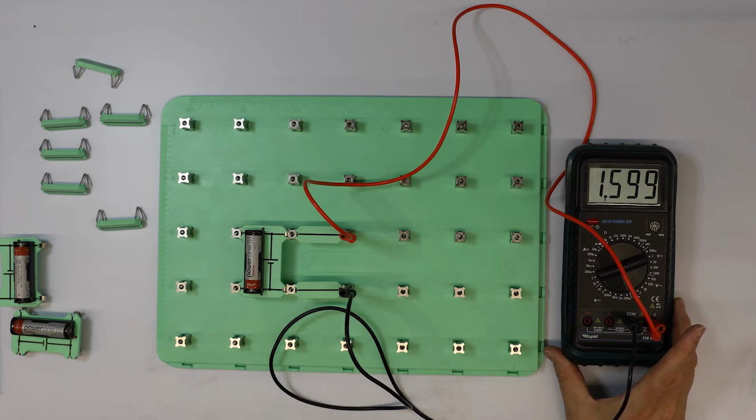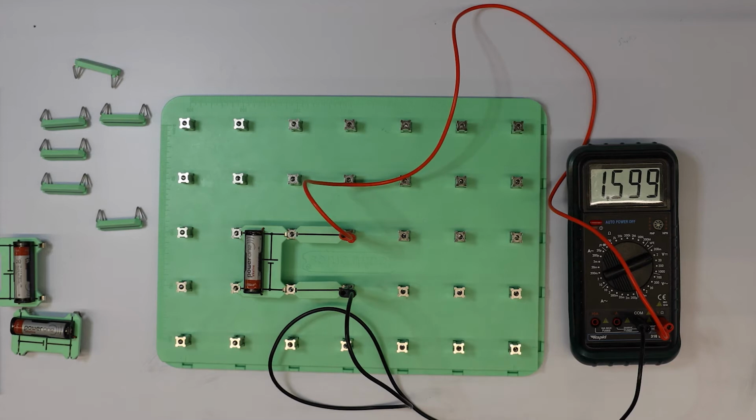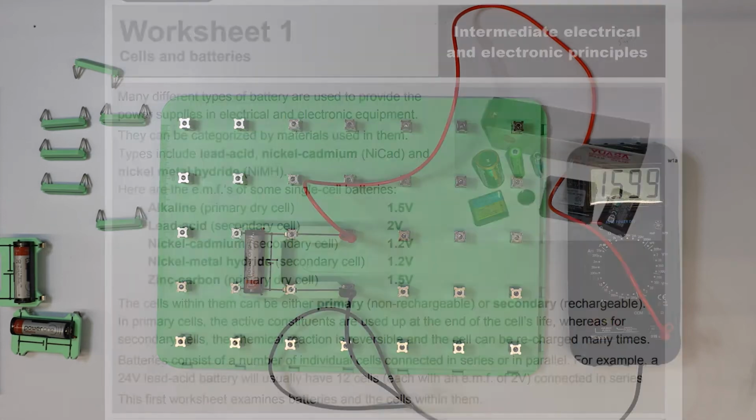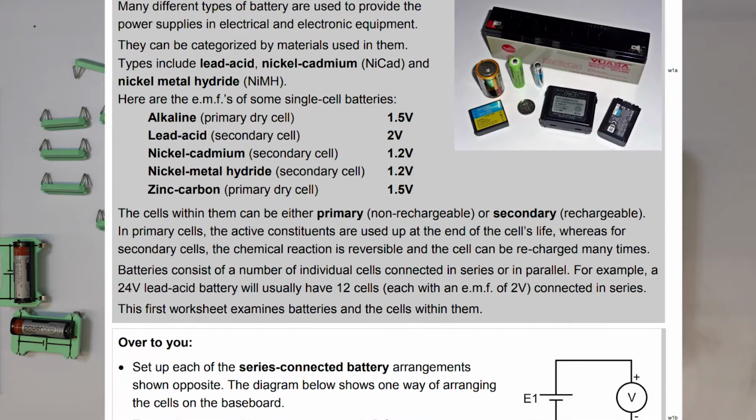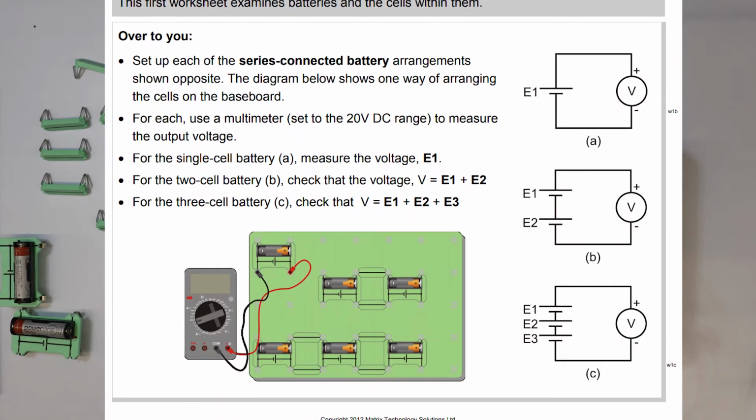If I left this for a long time, and particularly if I put a bulb or something in the circuit, I would start to see that reduce as the energy in the battery is being consumed. In fact, you can see it ticking down a little bit as we speak. So that's what I would expect to see for a healthy cell. This is a fully charged battery, which is showing us about 1.6 volts, so 1 volt over the nominal value of the battery. So this is the experiment I'm doing, which is part A in worksheet 1, just a single battery.